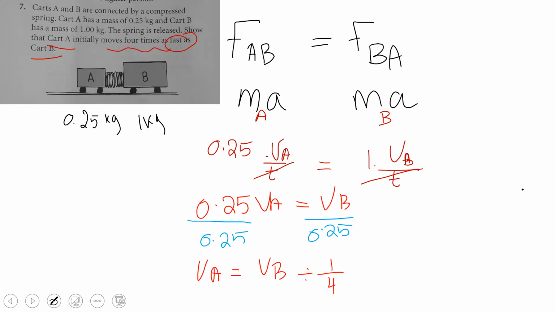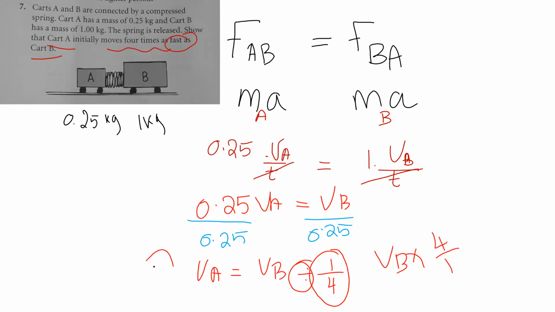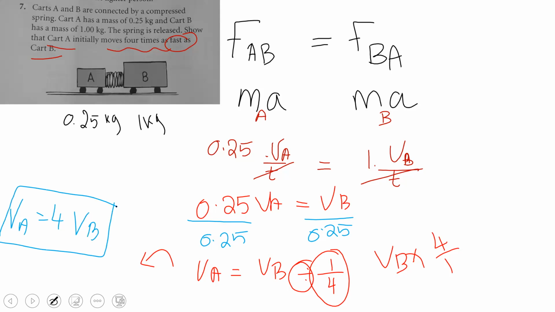If you want to divide by a fraction, you change the division to a multiplication, and you write the reciprocal of 1 over 4, which is 4 over 1. So that's why we say that VA is 4 VB. That means cart A moves 4 times as fast as cart B. Okay. Thank you, teacher.